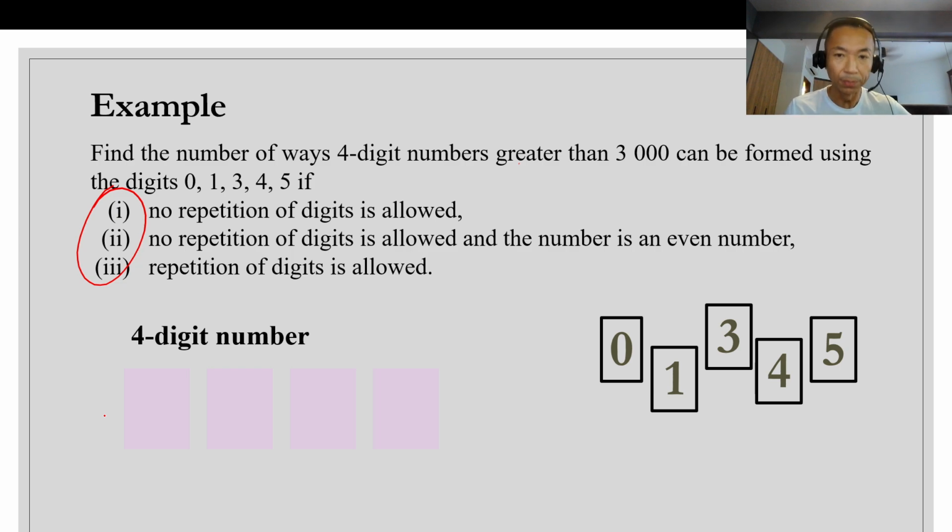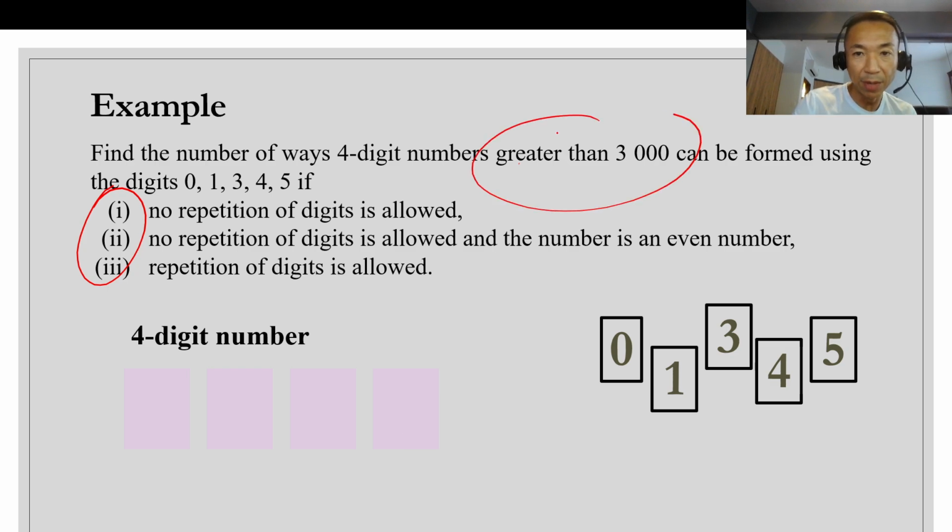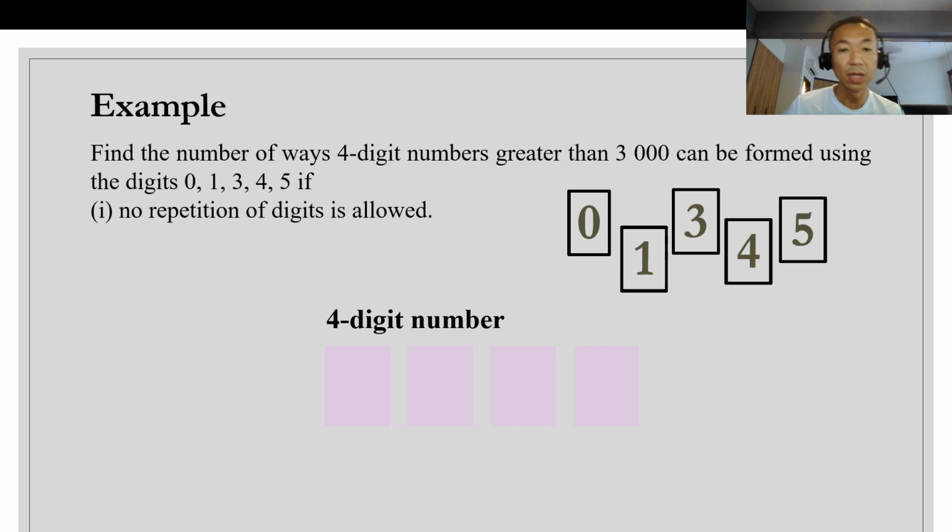We've done it before. Good practice is to create the spaces, create the slots. Because you want greater than 3000, the first digit is very important, right? The first digit is crucial. You want it to be greater than 3000, so you can only choose between 3, 4, and 5. Therefore, you have 3 choices for the first digit.